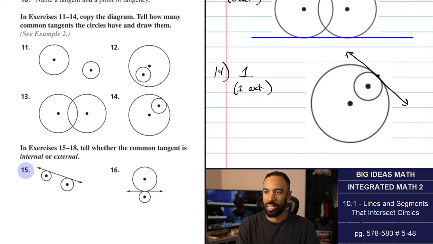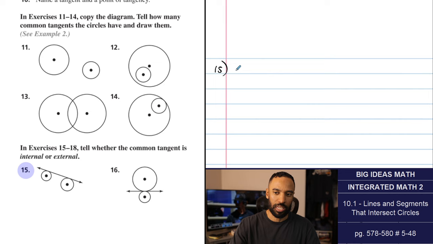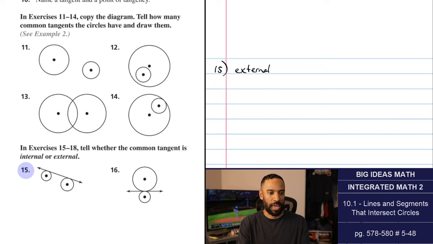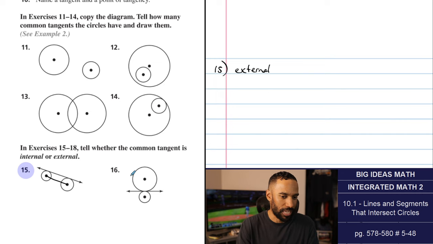Tell whether the common tangent is internal or external. They don't say explain why, which, thank goodness. Number 15, I'm just going to keep the drawing there. That is an external tangent. Actually, the explanation isn't bad. Basically, if I draw a segment between the two centers, does it intersect the tangent? That's pretty much all we're going to answer, right?